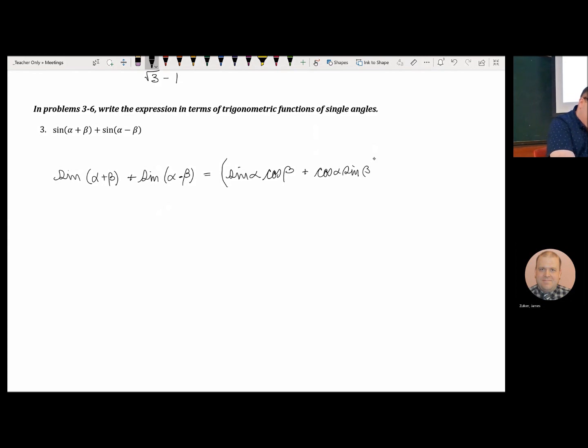Yeah, that's the first part. And then the other one will be the same, just with a minus in the middle, right? Same pieces.